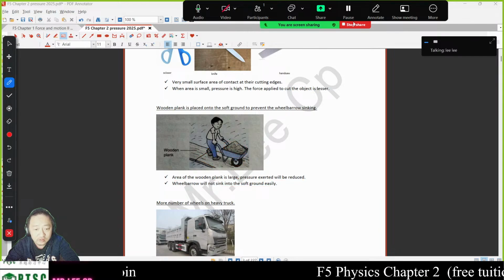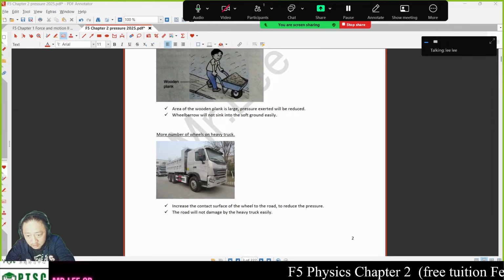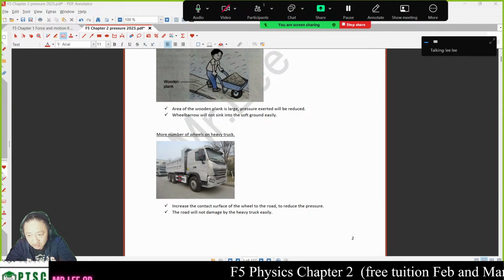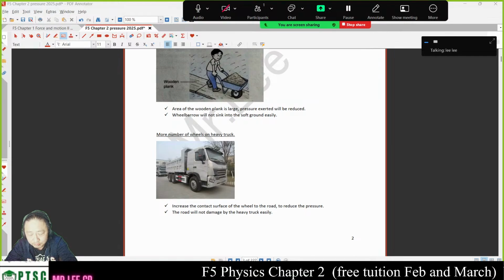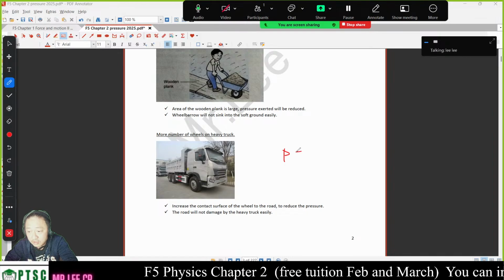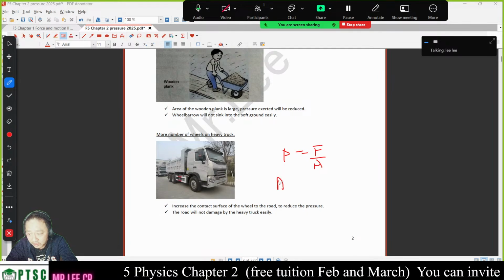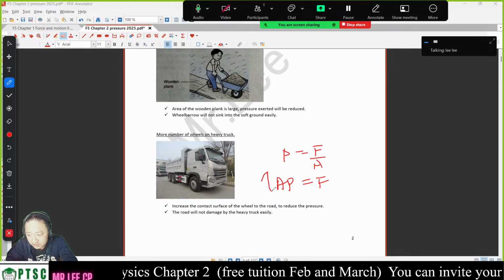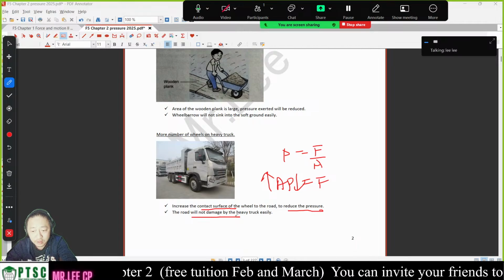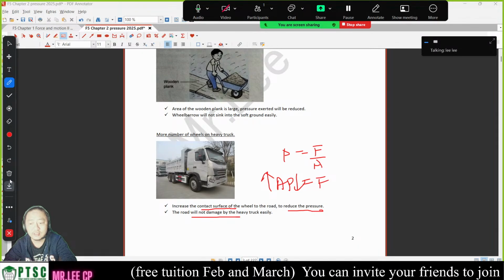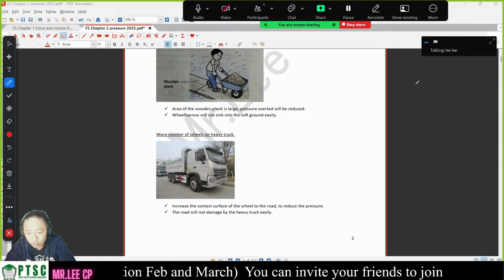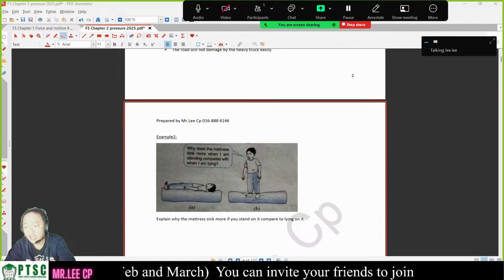Now in daily life, we have the lorry, the heavy truck. The heavy truck's load is big, so we increase the surface area. Pressure is equal to force over area, so area times pressure is equal to force. Area big, pressure small. So increasing the surface area reduces the pressure, and the road will not be damaged by the truck easily. More wheels, more tires, so it can reduce the pressure.